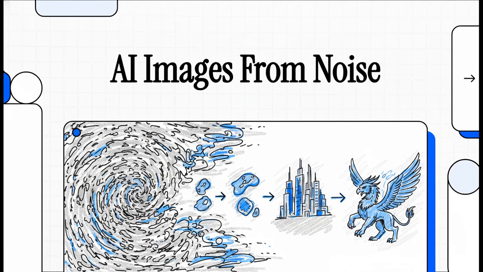You've seen those incredible AI images, right? The ones that look like they were just conjured out of thin air from a few words. It's honestly like magic. But here's the crazy part. What if I told you it all starts with pure, chaotic static? Yeah, just noise. So let's dive in and figure out how that's even possible.